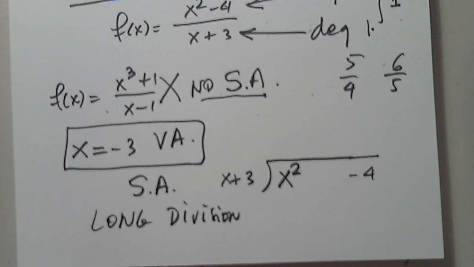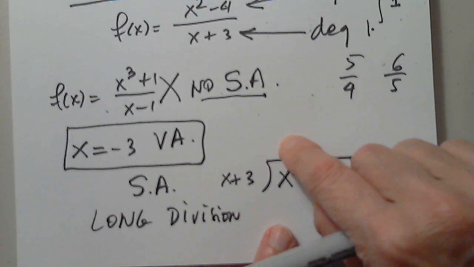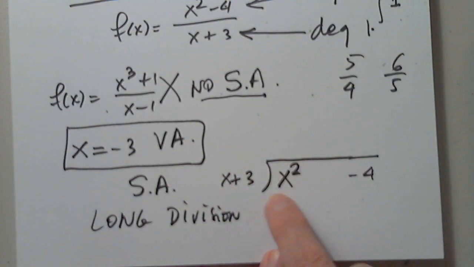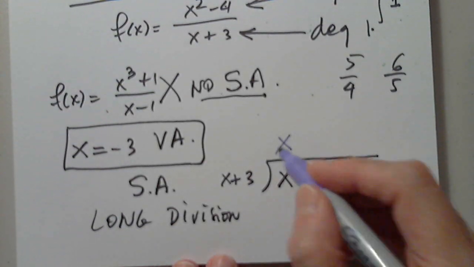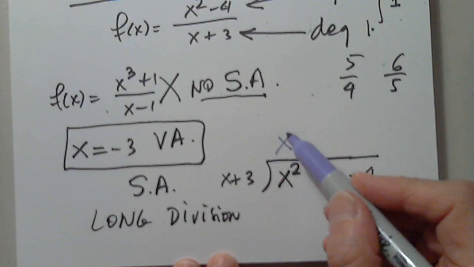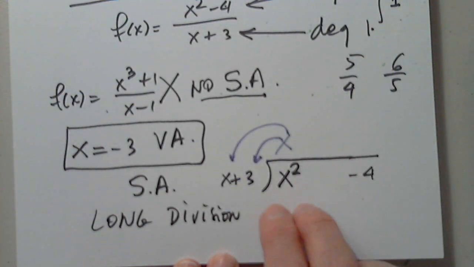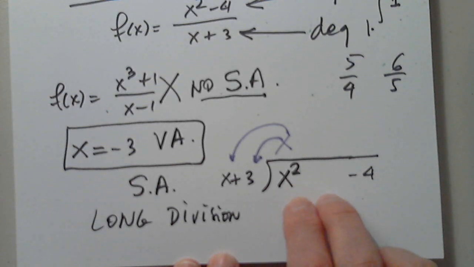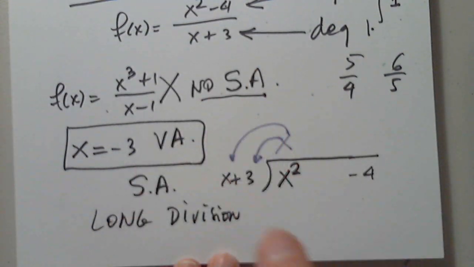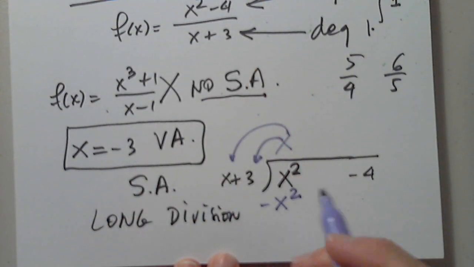Anyone? Okay, so what times x is x squared? X. Yes, thank you so much. We have to distribute. We are distributing to both. We change the sign and write underneath. X times x is x squared, but we need to subtract.